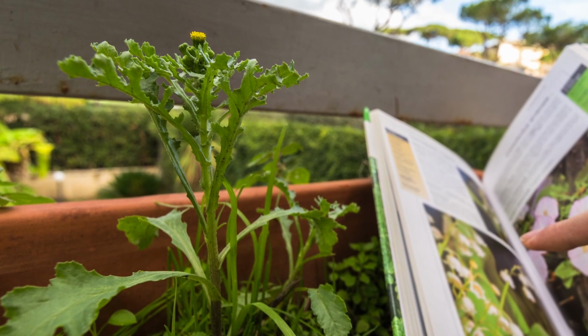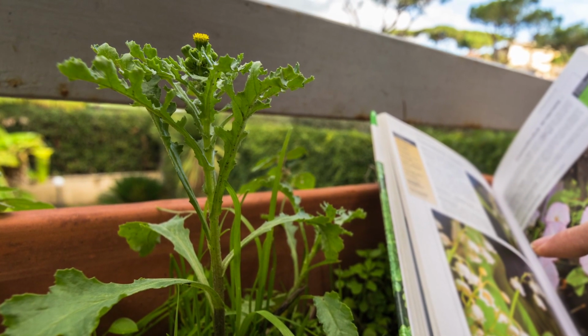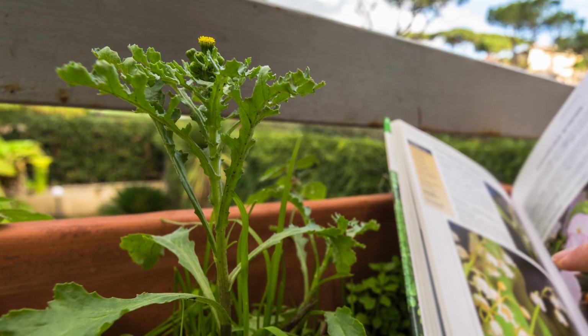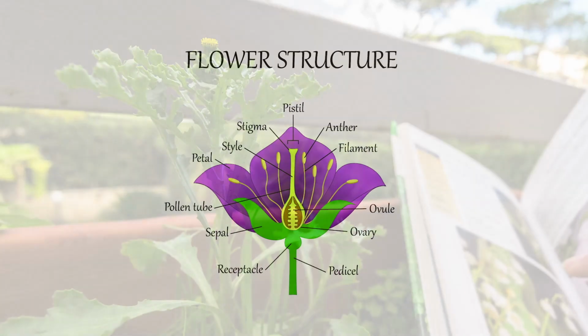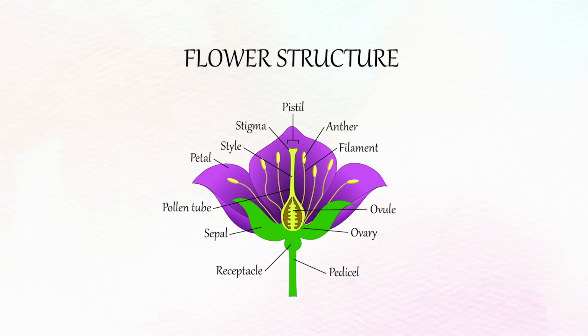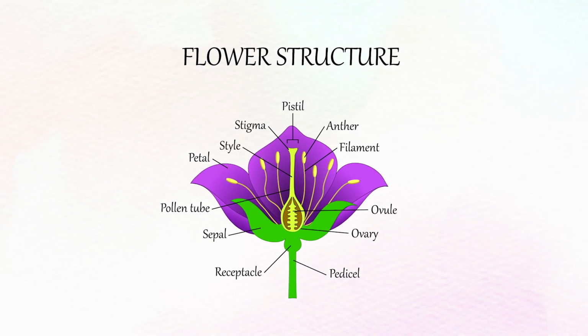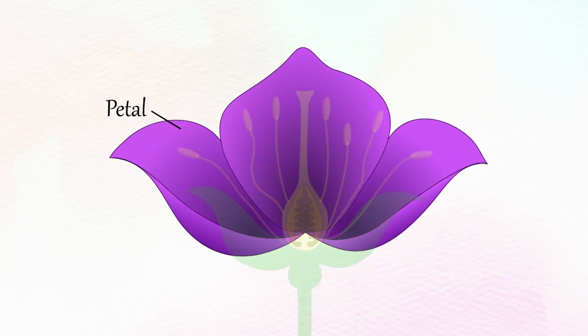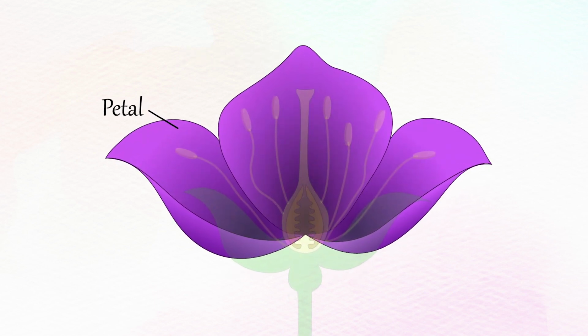In order to use a flower key to identify an unknown flower, you first need to be able to identify the anatomical parts of the flower. The most obvious and well-known feature of the flower are its petals, and these are commonly the most beautiful and colourful part of the flower.